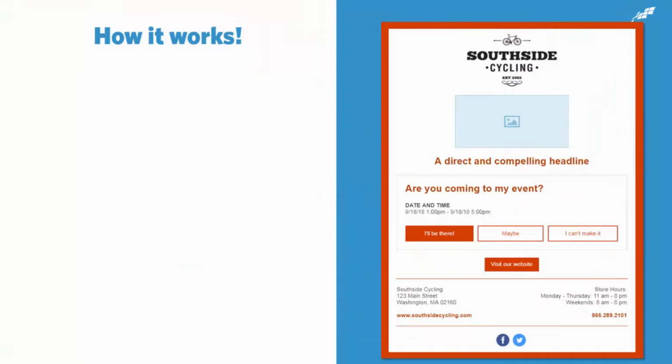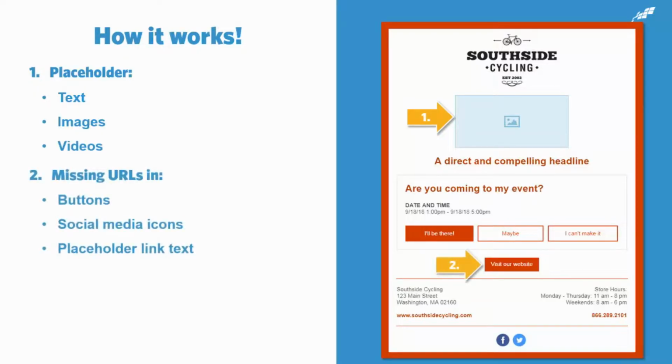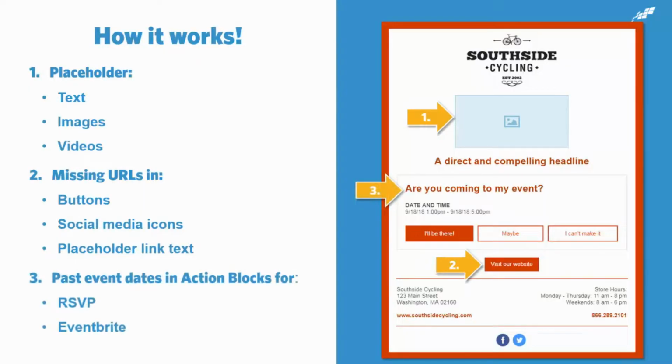So this feature is available in all accounts, so let's go ahead and dive in and see how it works. This Check for Errors feature checks for many common mistakes throughout your email. Specifically, it looks for default content such as placeholder text, empty images, and video placeholders. It also checks for missing URLs on buttons, social media icons, and placeholder link text. And for those of you who use the RSVP or Eventbrite action blocks, it's going to check for dates in the past as well, which those options you'll see only if you have the Email Plus package.